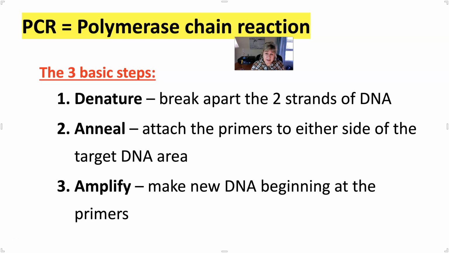The annealing step is where you attach primers to either side of the target DNA area. So this is important. You don't copy all of the DNA. That's not the point of this. You copy certain areas of DNA that you're interested in. So in forensic science, you're going to copy areas of DNA that have a very high level of variability. So my DNA in this section will be different from your DNA in this section.